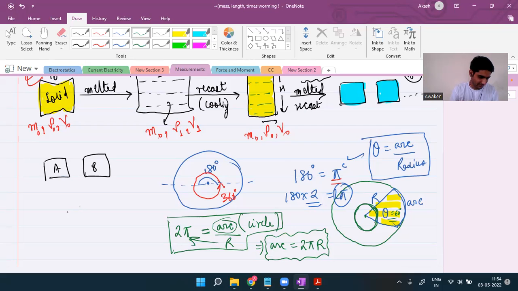It's 2 pi r by 3. Yeah, it's 2 pi r by 3. Good. Okay, 110 degrees. Time started again. You have 1 minute.